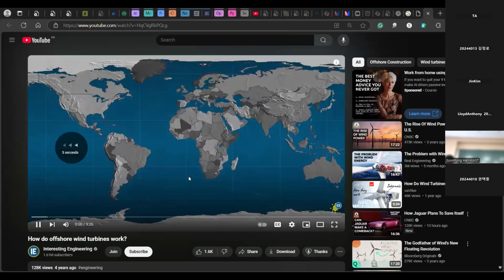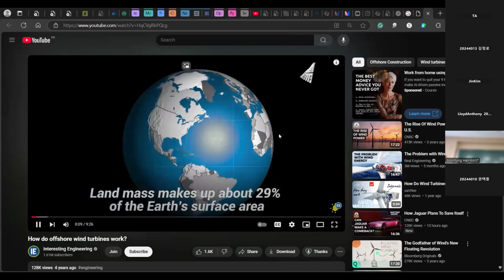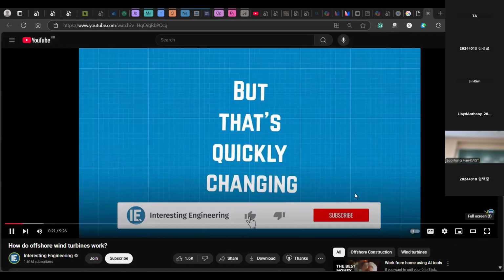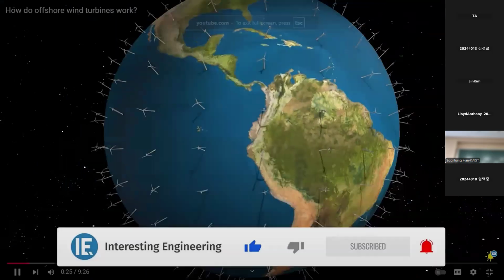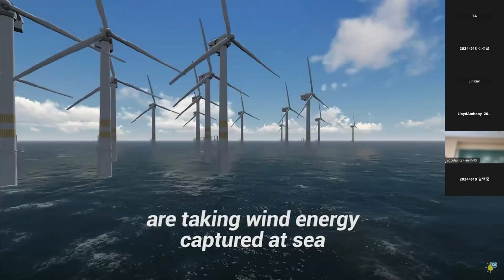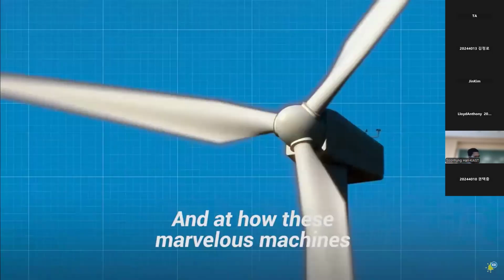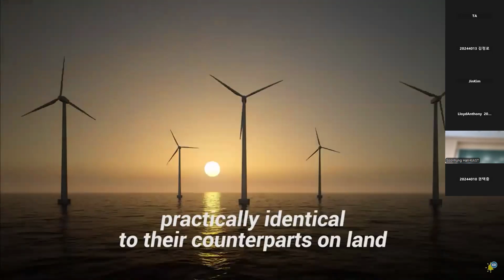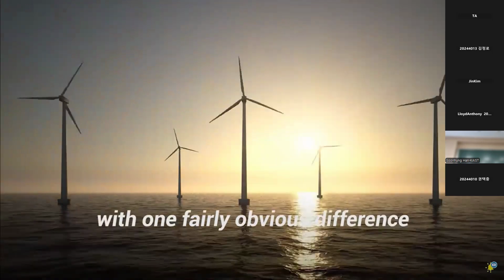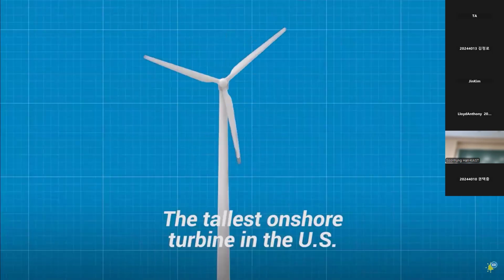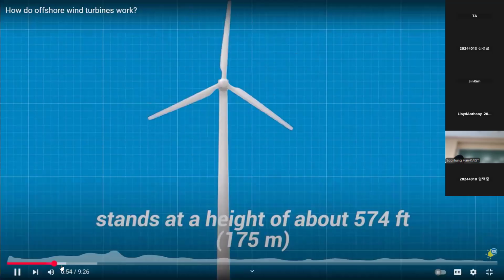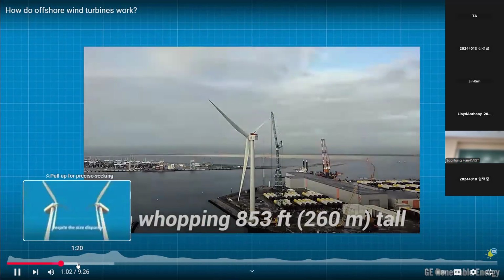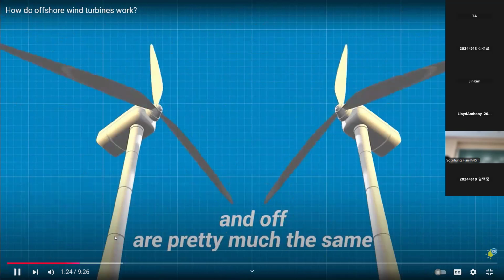The entire land mass makes up about 29% of the Earth's surface area. So although in truth, they're tapping into only a small fraction of what's available. But that's quickly changing. Let's take a look at how companies around the world are taking wind energy captured at sea and channeling it back to land and into our homes. And at how these marvelous machines are capable of much more than meets the eye. Offshore turbines are, from the waist up, practically identical to their counterparts on land, with one fairly obvious difference: they're typically bigger. The tallest onshore turbine in the U.S., for example, stands at a height of about 574 feet. The offshore Haliade-X by GE, meanwhile, is a whopping 853 feet tall. That's nearly three turbines onshore.